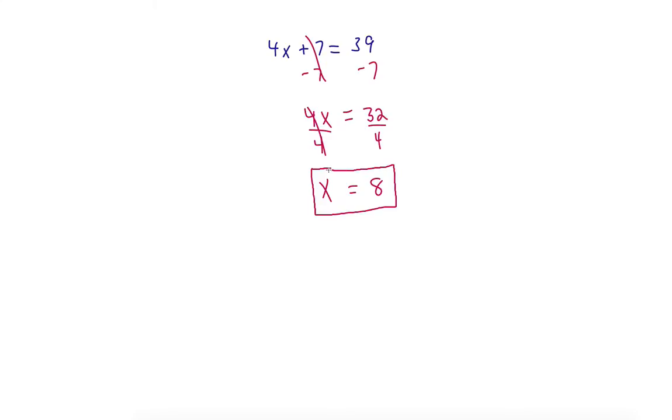Now the smart thing to do, when you get your answer, is to plug it back into the equation. The original equation was 4x plus 7 equals 39. If x equals 8, then 4 times 8 plus 7 should equal 39. Well, 4 times 8 is 32, plus 7 is 39. So my left side equals my right side, and I know I did the problem right.